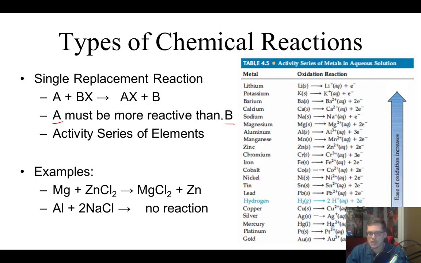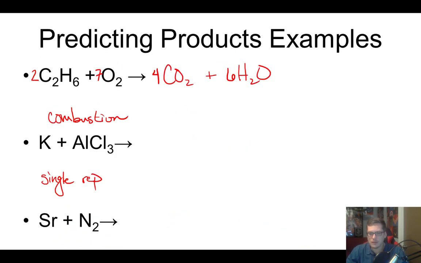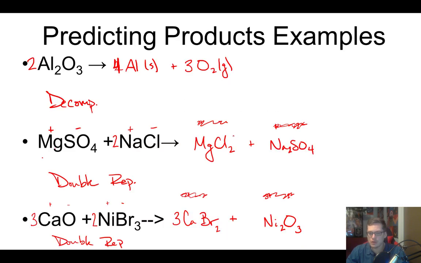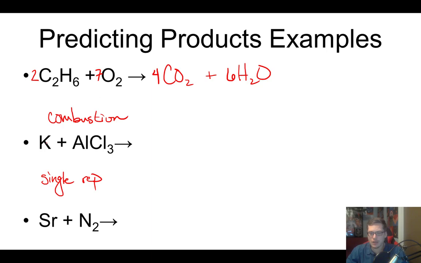So we've got potassium, and then the other one was aluminum. So we got to look at potassium and aluminum here. We find aluminum right here, and then we find potassium up here. Potassium is much more reactive than aluminum, so we will have a reaction. That's nice. And all that happens is that they change places. So the aluminum gets to be by itself like that, and then the potassium is going to be attached to the chlorine. And then we got to think about the charges.